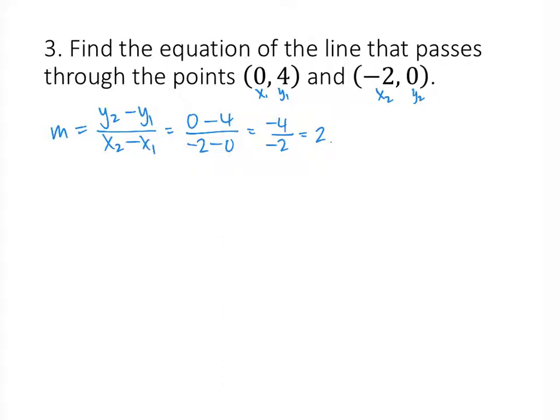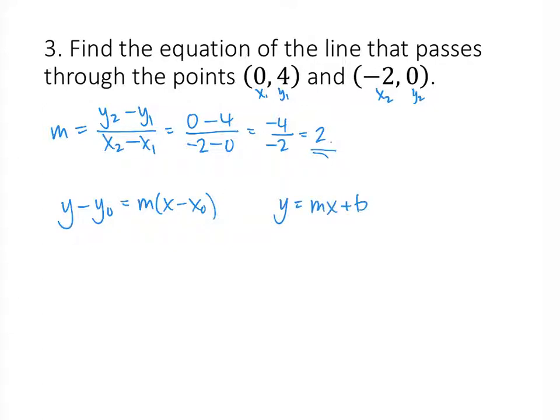Now at this point we have the slope as 2, and we're actually given 2 points. So you could say, let's use our point-slope form, y minus y0 equals m, x minus x0. But there's actually a slightly easier way to do this problem, which is to use the slope-intercept form.